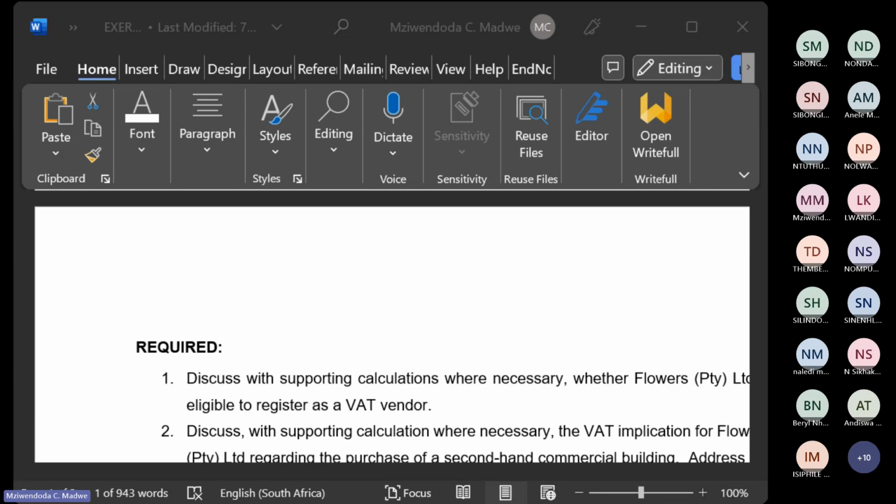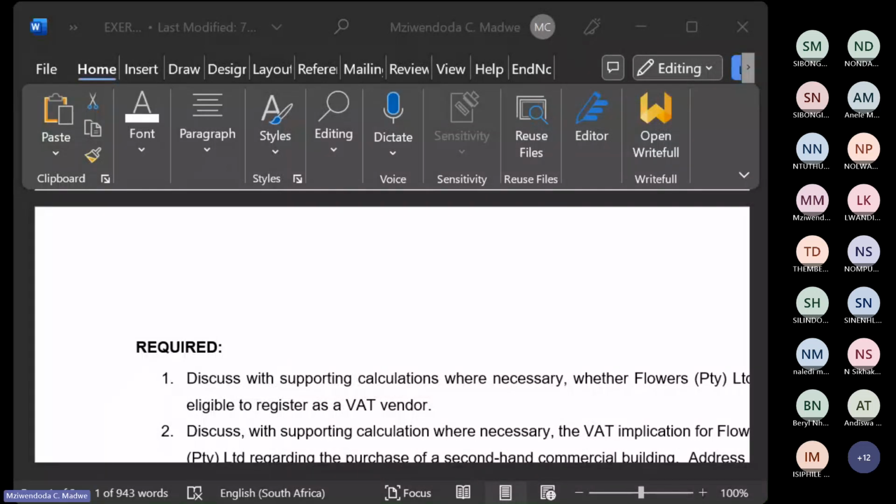If you are supplying a taxable supply, that is one of the requirements which you have to consider when you want to see whether you qualify or not. Remember, taxable supply is standard rated and zero rated. So if you are supplying both standard rated and zero rated items, you are eligible to register. That is one of the requirements that you have to take into consideration.